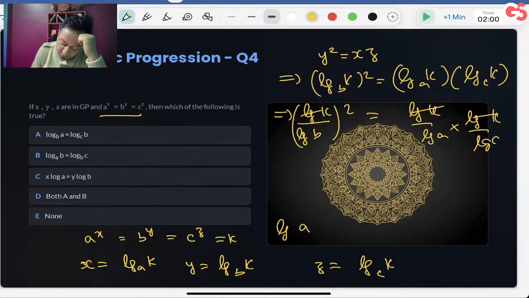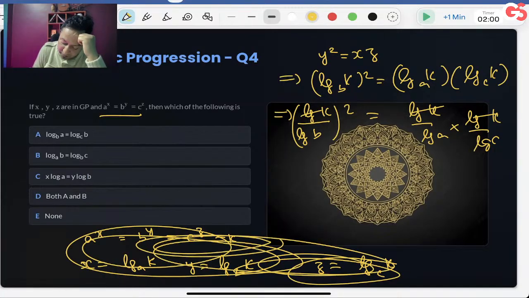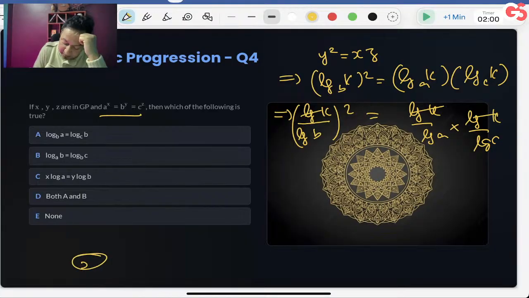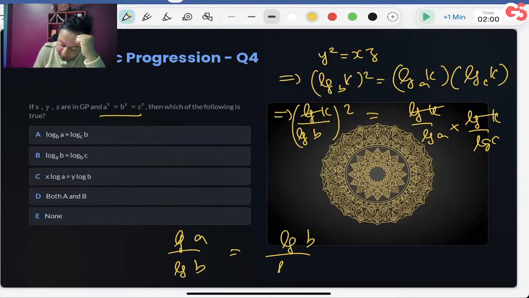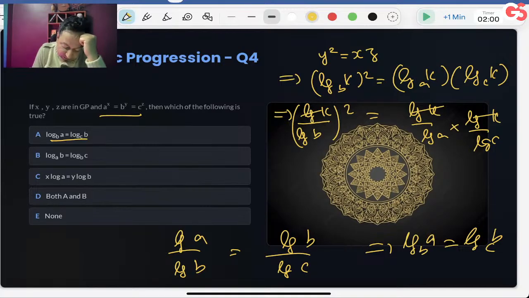I'll do one thing. I'll just cross multiply. Log a को भेज दूंगा मैं लेफ्ट हैंड साइड में. I'll get log a upon log b, and एक log b को राइट में भेजा, log b upon log c is what I'm getting. So based on this, I can say log a base b must be equal to log b base c. A option is correct. Even b is correct. So we'll go for both a and b.